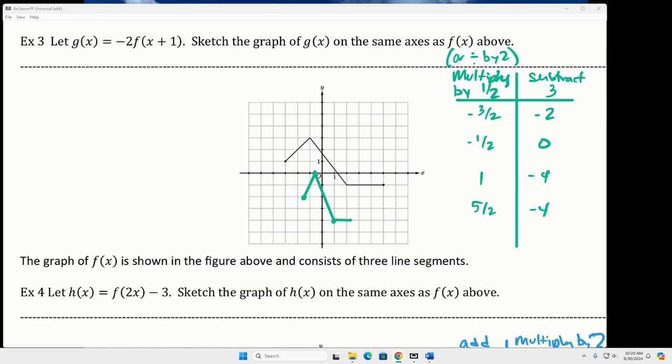Right, so this one should have shifted down, which it did, down 3, and it should be half as wide as the original. The height is exactly the same height, but it's narrower than the original. All right, so what questions do you guys have?